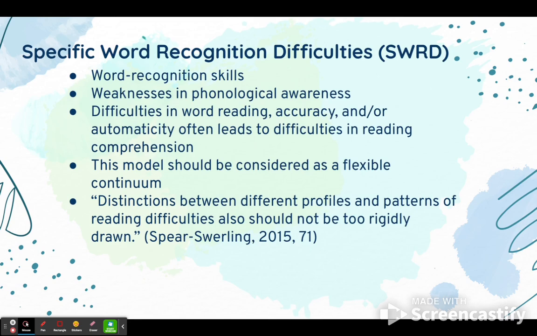Here's one umbrella term for a reading profile of students with specific word recognition difficulties. These students have difficulty recognizing words, weaknesses in phonological awareness, and difficulties in word reading. Their accuracy and their automaticity can often lead to difficulties in their reading comprehension. This model should be considered a flexible continuum. Spear-Swirling says distinctions between different profiles and patterns of reading difficulties also should not be too rigidly drawn.